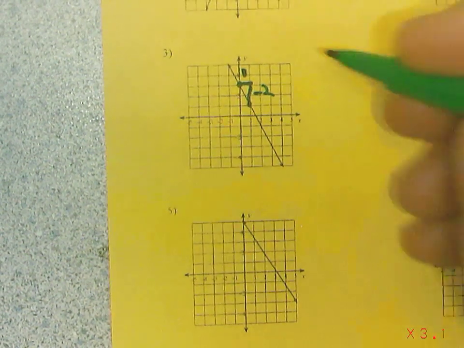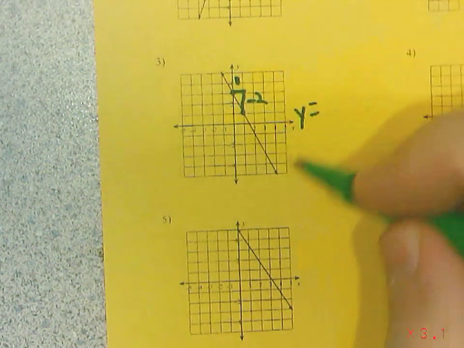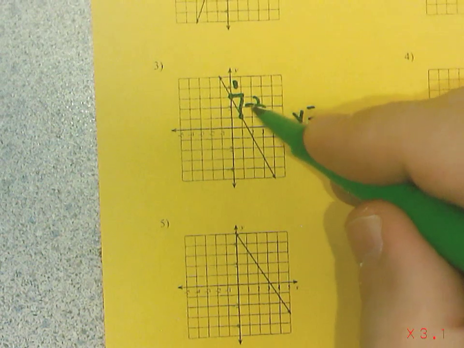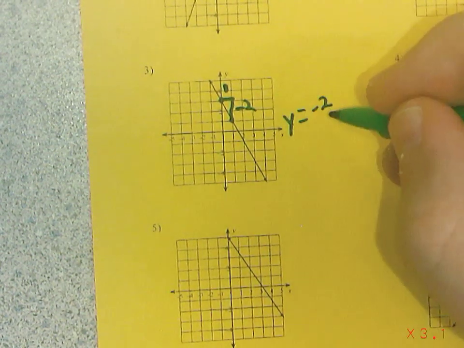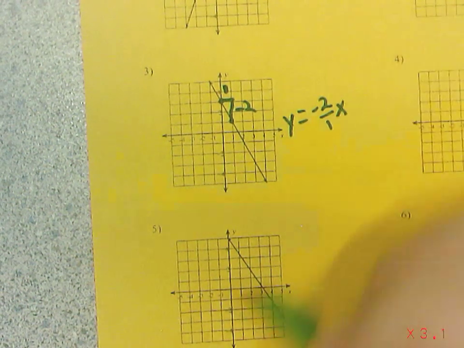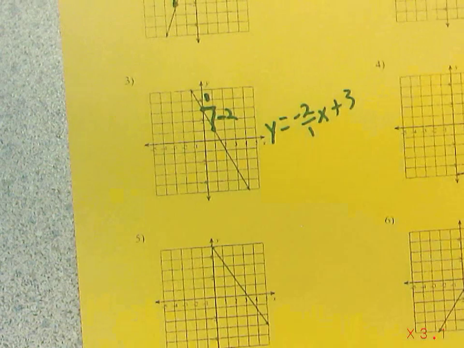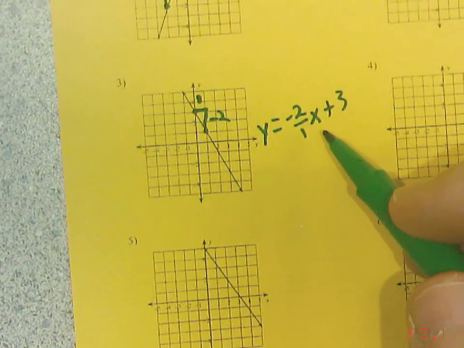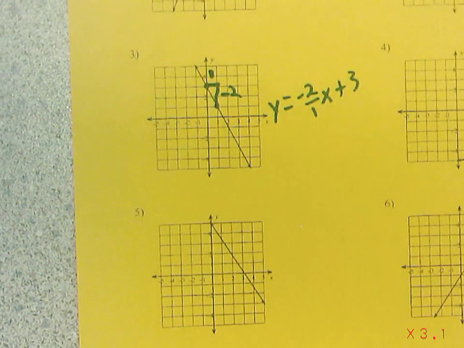So for my equation, y equals rise over run. The rise is -2, so it'd be -2 over 1 x, and then again it's crossing right there at 3, so plus 3. And since it's over 1, I don't necessarily have to put over 1. I could have just written -2x. It's the same thing, but that's basically what you would do there.